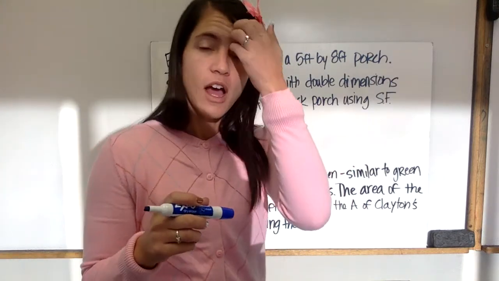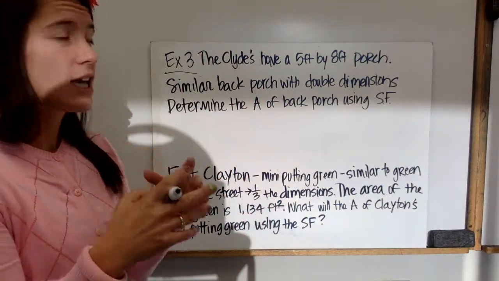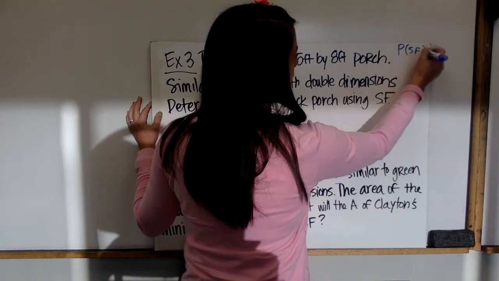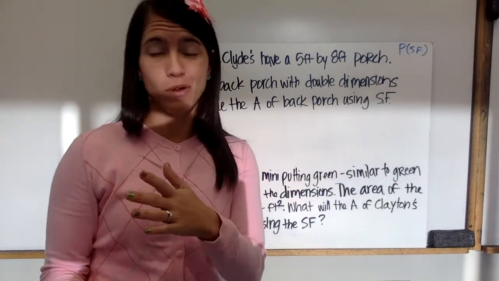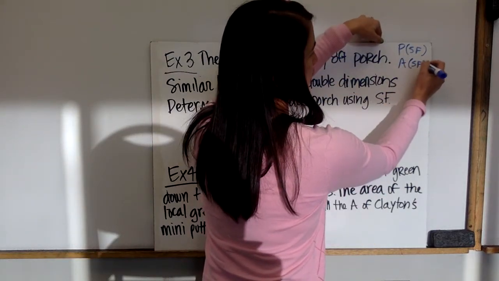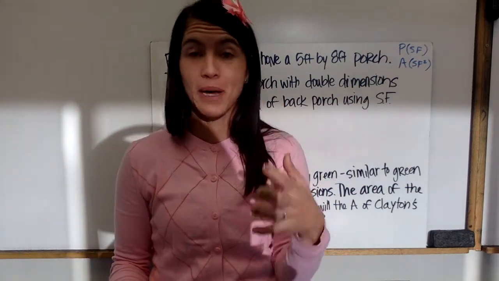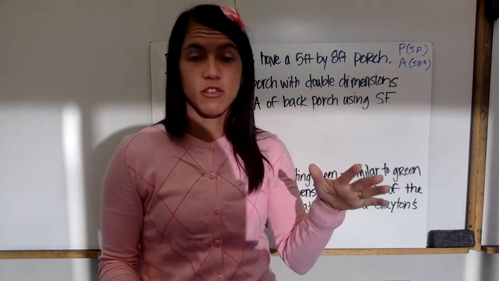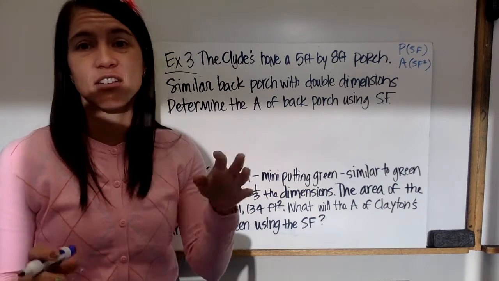If you are dilating a shape, whether it's an enlargement or a shrink, the perimeter is going to be multiplied by the scale factor to find the new perimeter. And the area is multiplied by the scale factor squared to find the new area. Just don't forget, that's what a lot of people forget. You have to square the scale factor. And watch the other video if you are still confused about why we square it. But we square it because it's different dimensions.